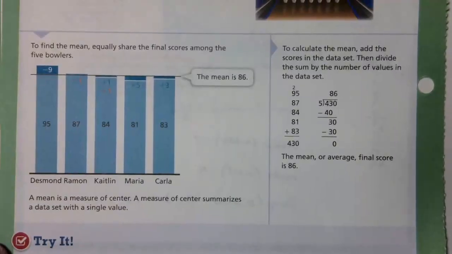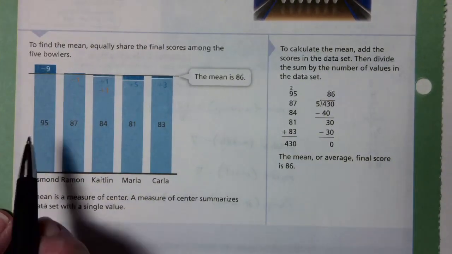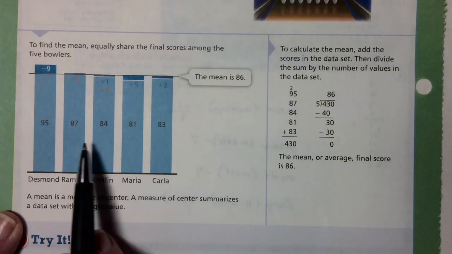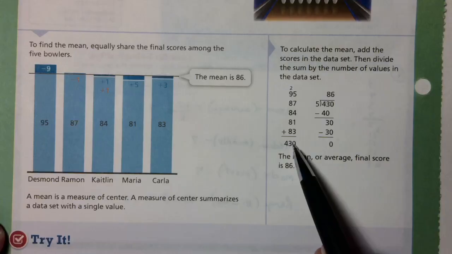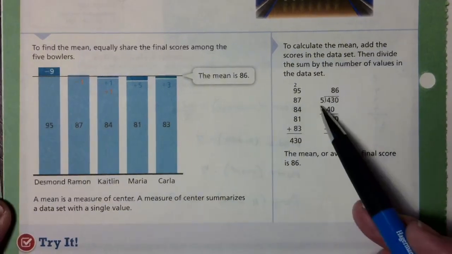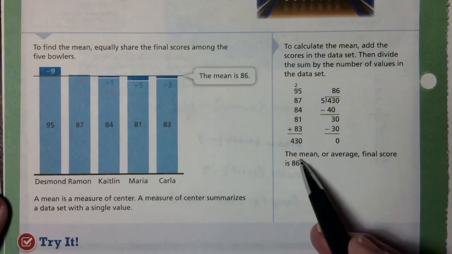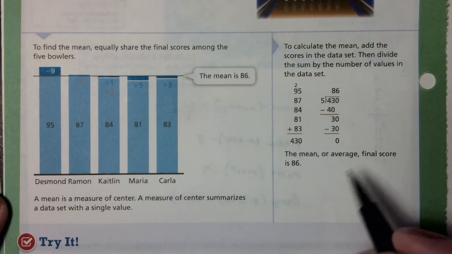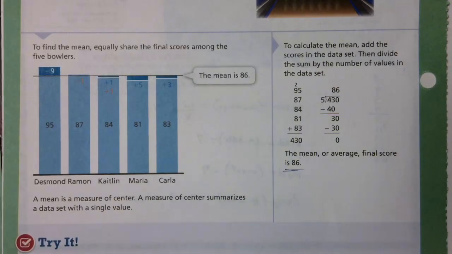To find the mean, we're going to equally share the final scores among the 5 bowlers. So we're going to write down the 95, the 87, the 84, 81, 83. We're going to add them up, and we get this right here. And then we're going to divide by 5, because there were 1, 2, 3, 4, 5 bowlers. So the mean, or the average, or the final score is 86. Just like I showed you a minute ago on the front page.